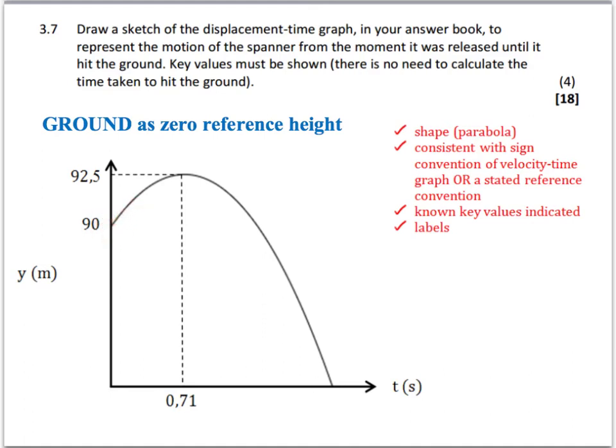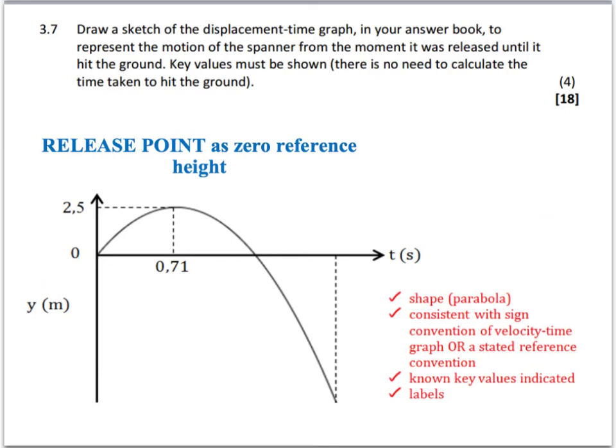Your spanner rises, slowing down, and eventually hitting a maximum height that we've just found of 92.5 meters. This is the turning point. Here you see a 0 gradient. The tangent line would be horizontal, and the velocity is 0. That corresponds with time r, which we found at 0.71 seconds on the time axis. From this point forward, the spanner starts to fall. Initially it falls slowly, and as gravity acts for longer and longer, it speeds up and eventually hits the ground at a time here which we didn't need to calculate and we didn't need to show.